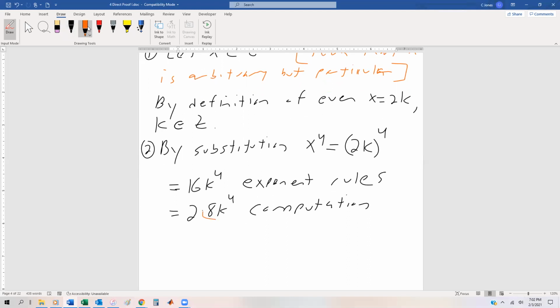And the last thing we're going to do is use integer closure. We know that 8k to the fourth is all multiplication. An exponent is just repeated multiplication. 8 times repeated multiplication is still multiplication. So we can say that this is going to be equal to 2p, where p is an element of the integers. And if you wanted to, you can say where p is equal to 8k to the fourth. And of course, we justify that by integer closure. So every time we do something, every operation, we have to justify it.